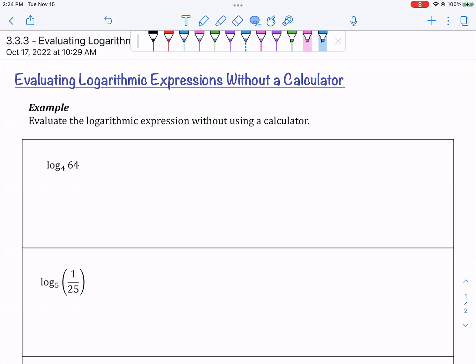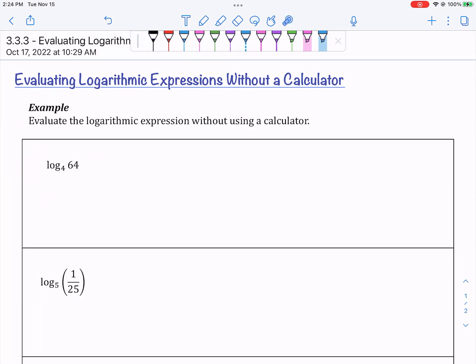Regardless, it's really good to be able to do these without a calculator because they explain and solidify the mechanics of logarithms for you. So while yes, you can use your calculator to do problems like these, I really suggest doing these manually to make sure that you truly understand what's happening with logarithms, because logarithms work differently than what we're used to. If you haven't seen logarithms before, they're uncomfortable at first. So when we're evaluating logarithmic expressions without using a calculator, we're thinking about what it means to be a logarithm.